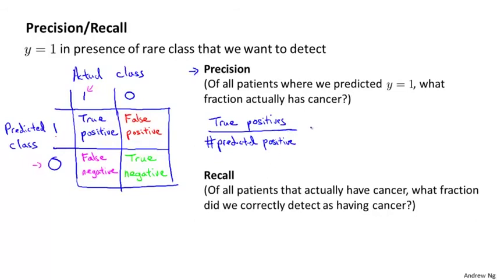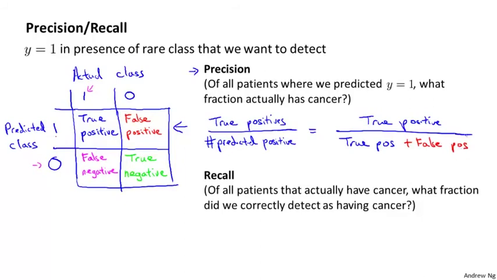So that's called precision. And another way to write this would be true positives, and then in the denominator is the number of predicted positives. And so that will be the sum of the entries in this first row of the table. So it'd be true positives divided by true positives, I'm going to abbreviate positive as POS, plus false positives, again abbreviating positive using POS. So that's called precision, and as you can tell, high precision would be good.